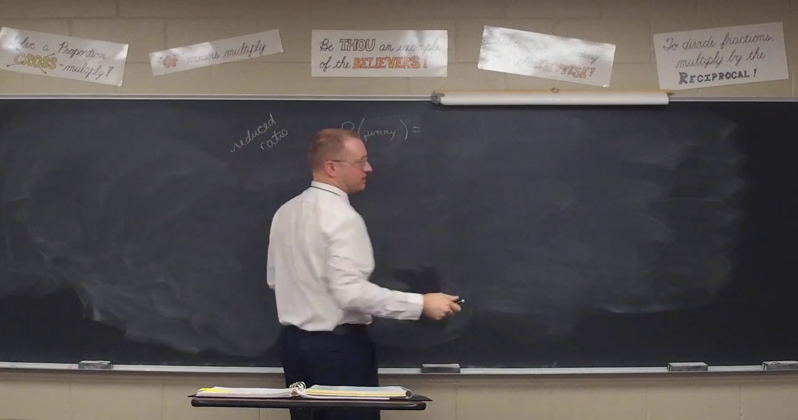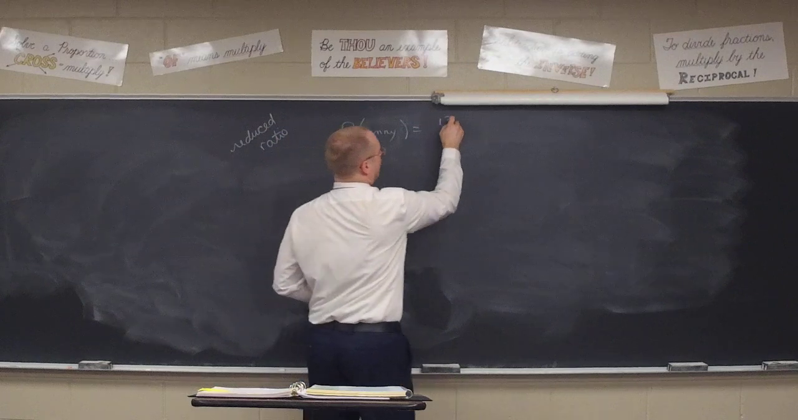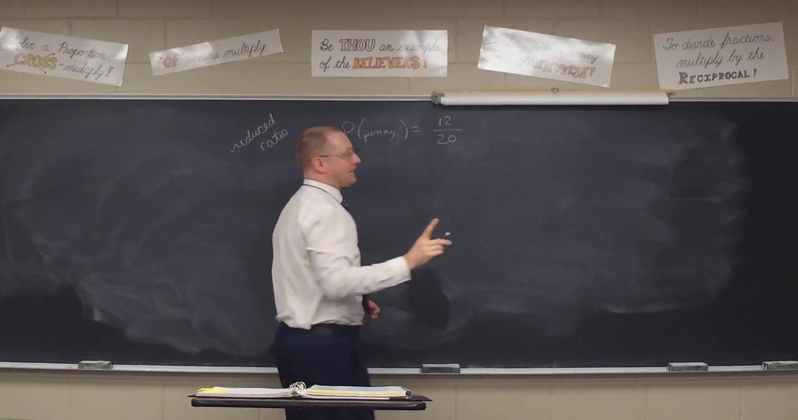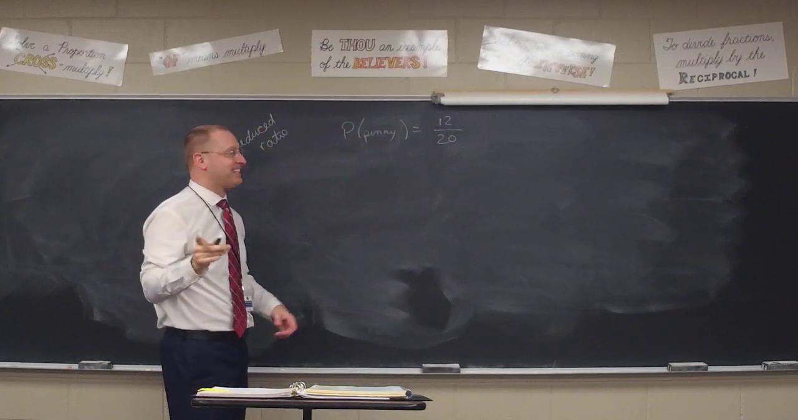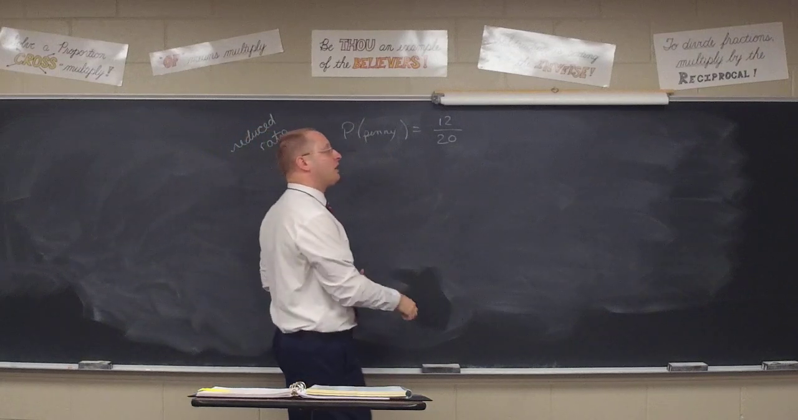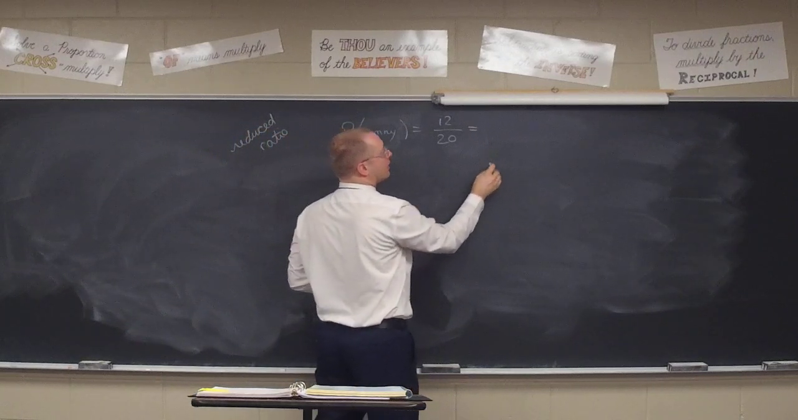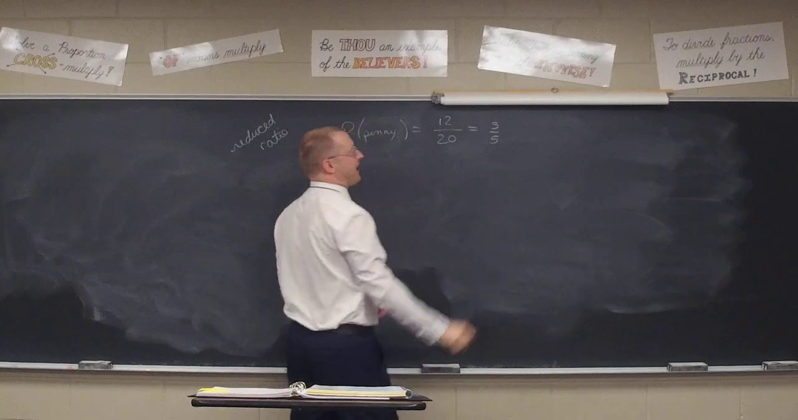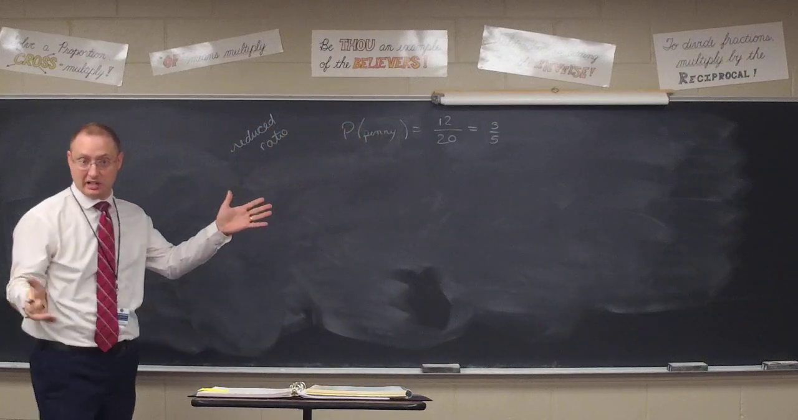Well, how many pennies did it say were in the bank? 12. 12 out of how many total coins? 20. 20. But I can't leave it at 12 out of 20, can I? Gotta divide both top and bottom by 4, and we're going to say there's a 3 out of 5. 3 to 5 chance. And we already know that's 0.6 as a decimal, so 60%.